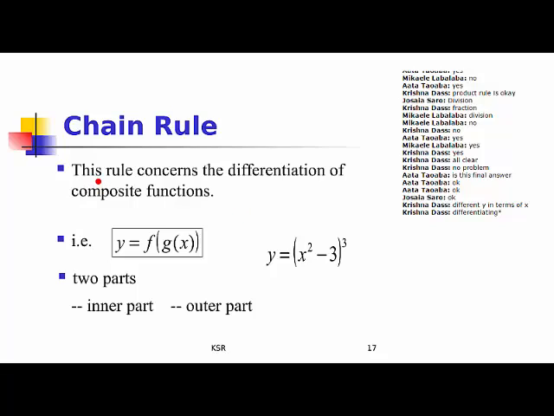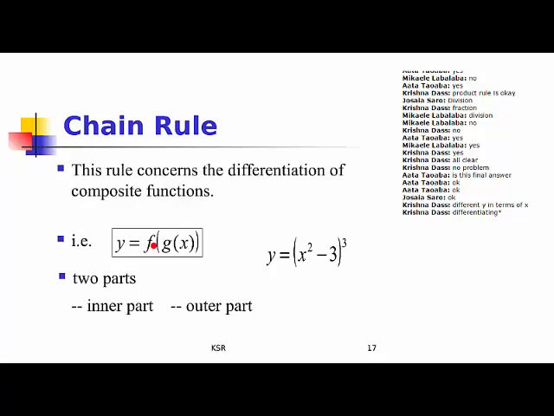I must say, chain rule is really interesting. This rule concerns the differentiation of composite functions. Chain rule is whereby you have a function and there is a function inside it. There can be one function inside it, there can be more than one function inside it. It depends. So for these, we have f(x) = f(g(x)).